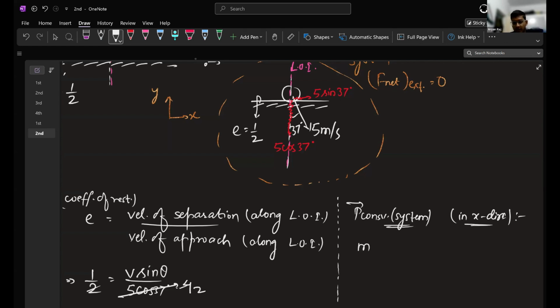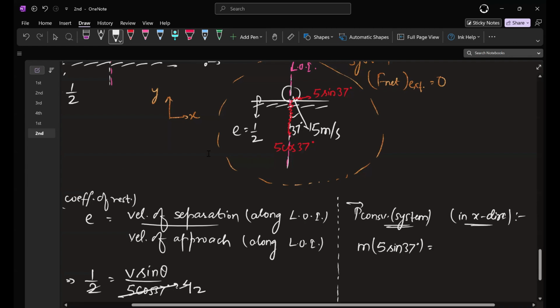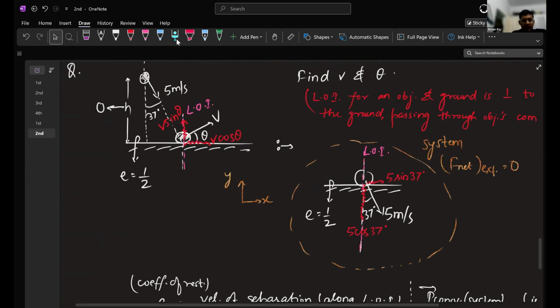Okay, so mass into what is the initial velocity in the x direction? 5 sine 37 degrees. Am I right? This is equal to the final momentum along x. Again, the ground is at rest, so whatever the mass of the ground is, even if it is infinite, it is being multiplied with 0, and this is equal to 0.